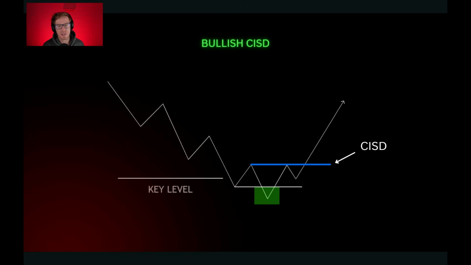This is what a bullish CISD will look like. Price comes down, taps into a key level, forms a low, then price sweeps out that low and comes back into the range. We mark out that CISD. As price breaks it, we look for our long entry.